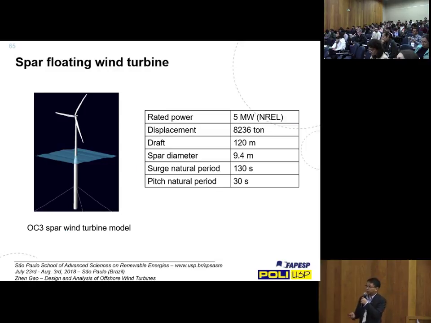If we look at spar floating wind turbines, and there's also a mooring line, it's not really visible, the displacement is about 8,000 tons, which is for a 5 megawatt turbine. And the draft is about 120 meters. So it's a very deep structure.